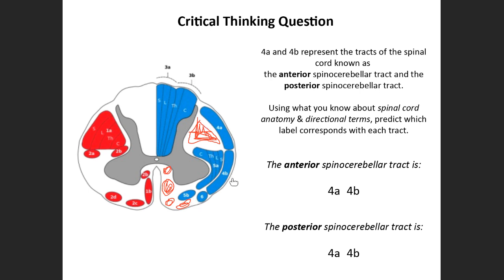In particular, there's a couple of tracts I was asking you about. These tracts are the anterior spinocerebellar, so there's that tract we were talking about, and the posterior spinocerebellar. Here's our options, 4A and 4B. These are my two spinocerebellar tracts. For us to figure out who is who, we need to figure out which side is anterior and which side is posterior. When we're looking at our spinal cord, is the top or the bottom the anterior side? The top or the bottom? Who's anterior?